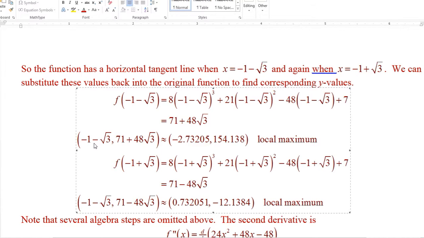So the x coordinate is -1 minus the square root of 3, and the y coordinate is 71 plus 48 square root of 3, or approximately -2.73, 154. And that one turns out to be a local maximum. And then the one with the -1 plus the square root of 3 turns out to be 71 minus 48 square root of 3 for the corresponding y. And so that point, which is approximately 0.73, -12.1, that turns out to be a local maximum.